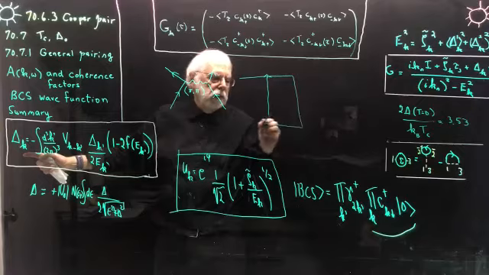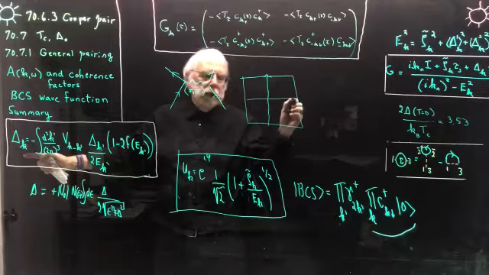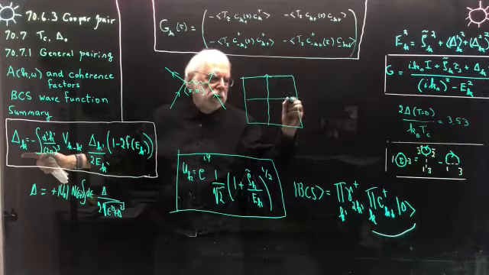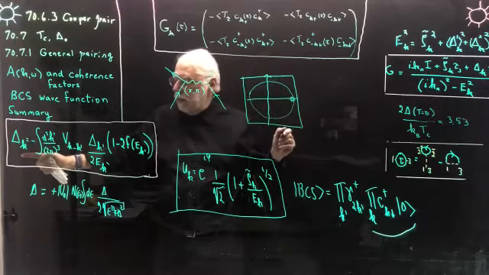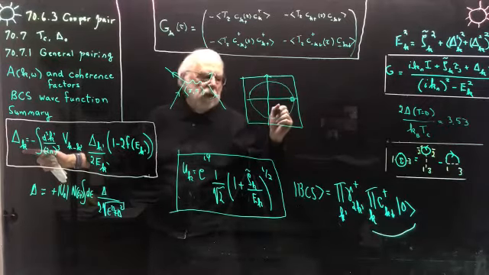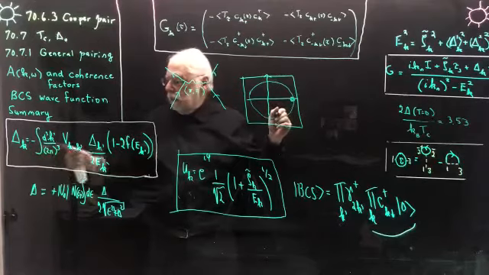I'm on a lattice, so the Brillouin zone has a finite extent. And suppose I want to know the gap at this point on the Fermi surface. Okay, I have some Fermi surface, and I want to know the gap here. Then when I do this integral, it's the pi.